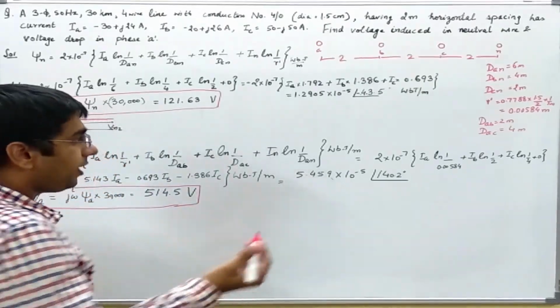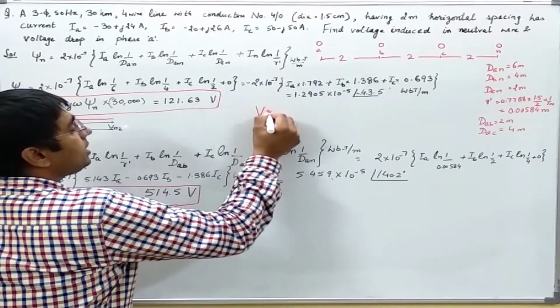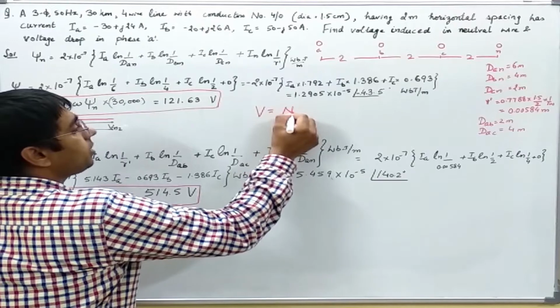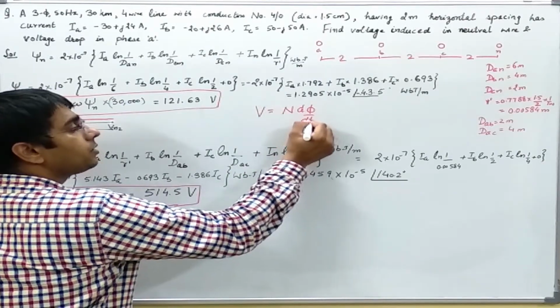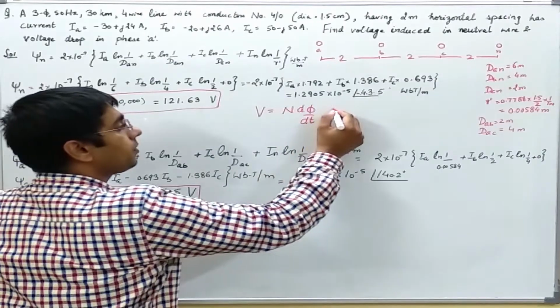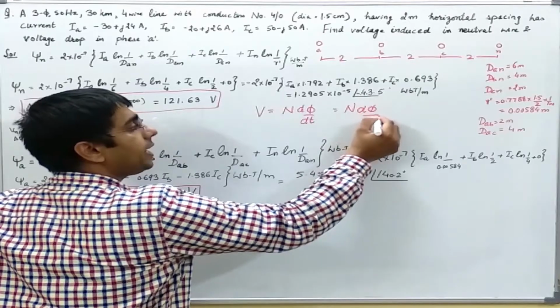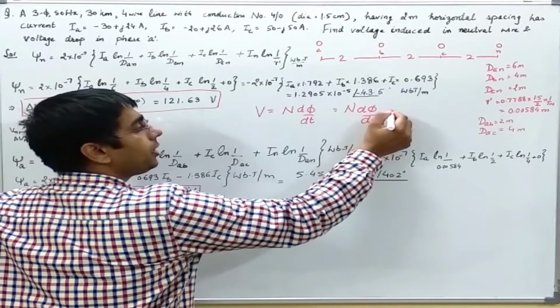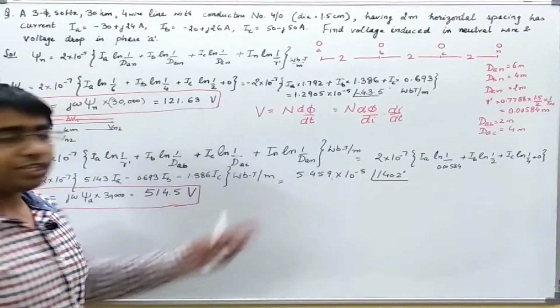Now we already know that V is equal to N d phi by dt, or N d phi by di into di by dt, just the chain rule.